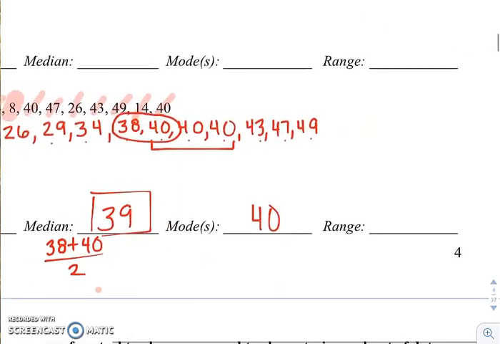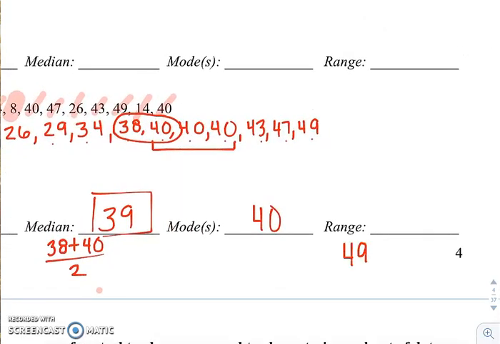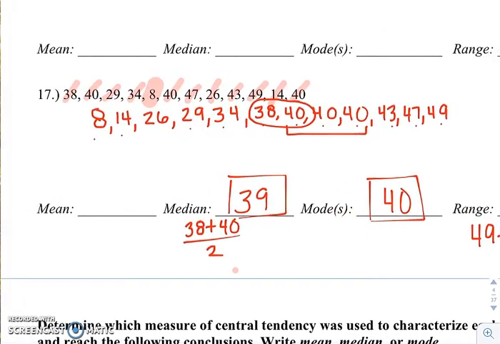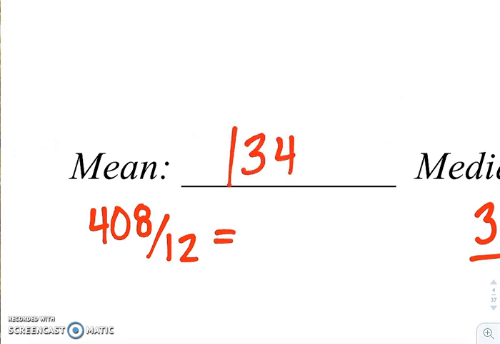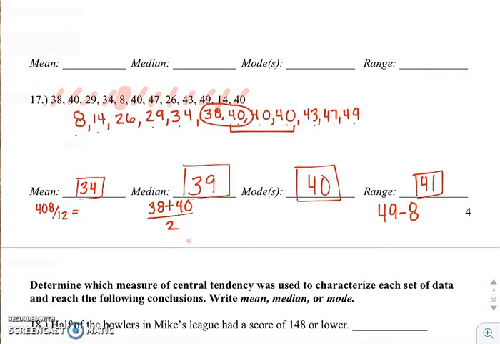The range is going to be 49, the highest value, minus the lowest value. So 49 minus 8 is 41. So the range in our value is 41. The mode is 40. And the mean, if we add up all 12 of those data values, I added them up and got a total of 408. And then you just divide that by 12. So 408 divided by 12 equals 34. So mean, median, mode, and range, that's really all there is to it.